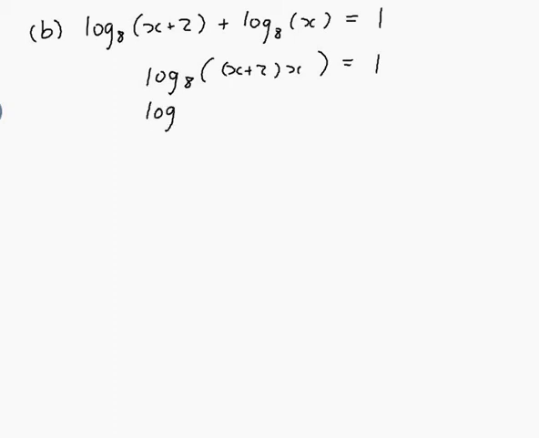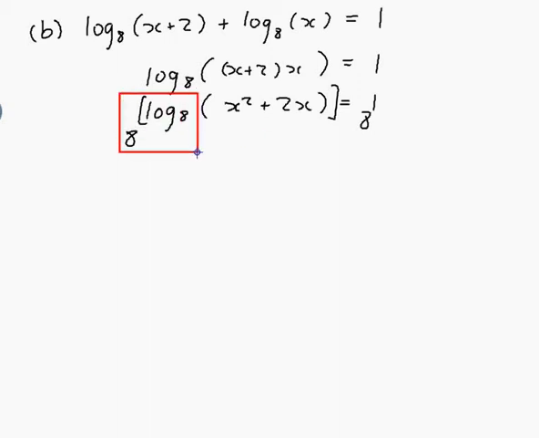Let me just expand it out first. Log base 8 of x squared plus 2x is equal to 1. And now I can do 8 to the power of both sides like this. So when I do that, the 8 and the log base 8 will cancel each other out because they're inverse functions, and that's what they're designed to do. So over this side, I'll just end up with x squared plus 2x. And on the other side, 8 to the power of 1 is 8.